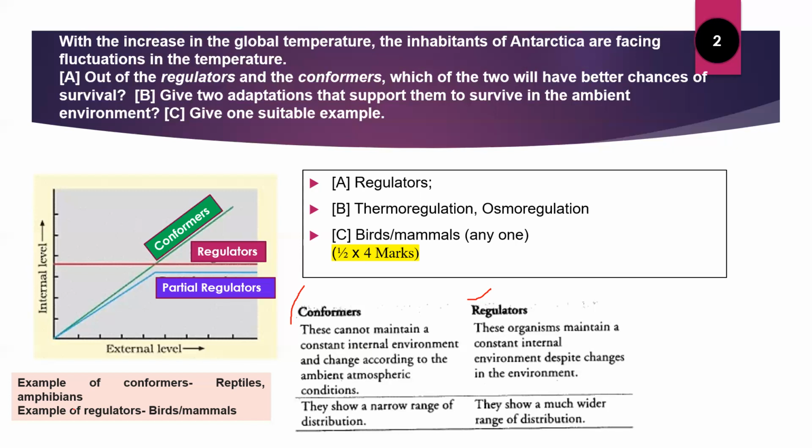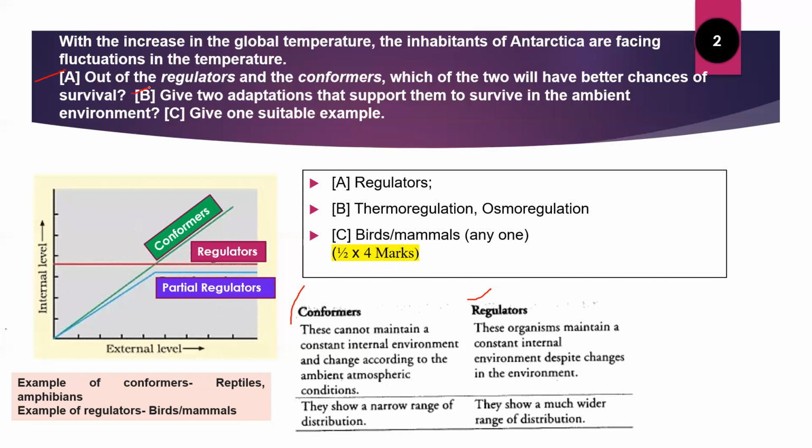So here it says, out of the regulators and the conformers, which of the two will have better chances of survival? The regulators, we know, are able to withstand fluctuations. So obviously regulators will be in a state of better survival. The second part asks to give two adaptations that support them to survive in the ambient environment. So they can either regulate the temperature, that is thermoregulation, or they can opt for osmotic regulation, or osmoregulation.